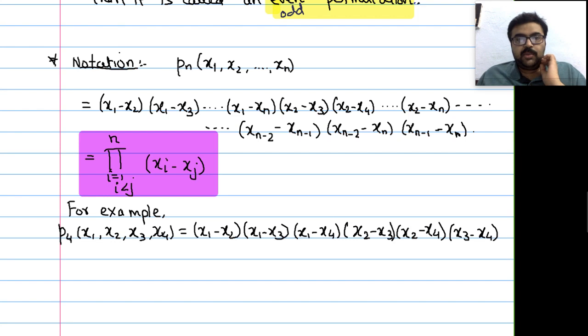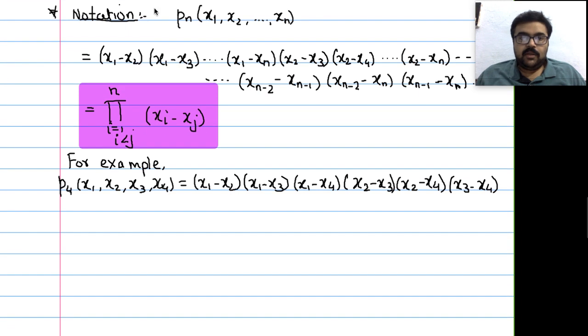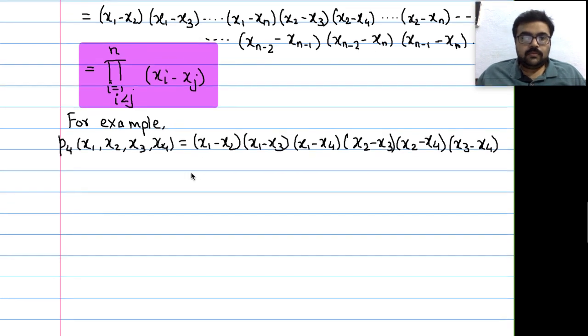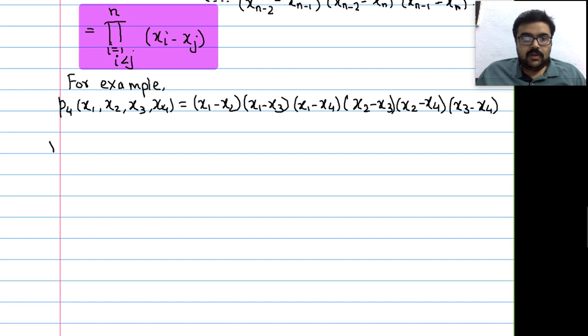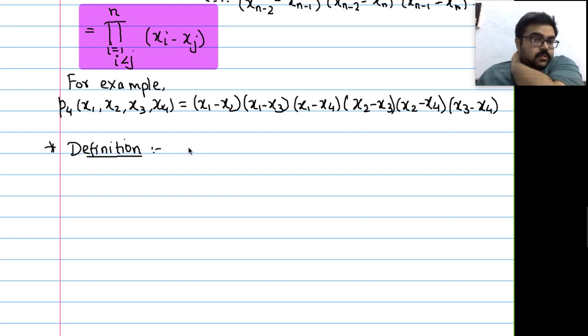So this is the polynomial which we introduce, and now we define the effect of a permutation on this polynomial. So what is the effect of a permutation on the polynomial? So definition. So let us take some theta in Sn. Yes, then what is defined?